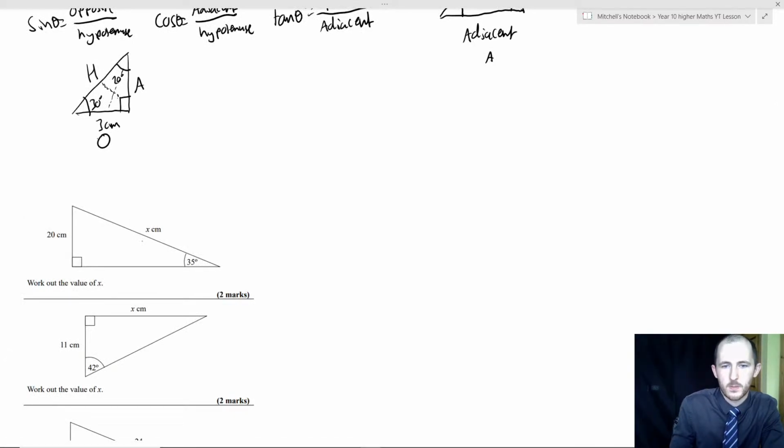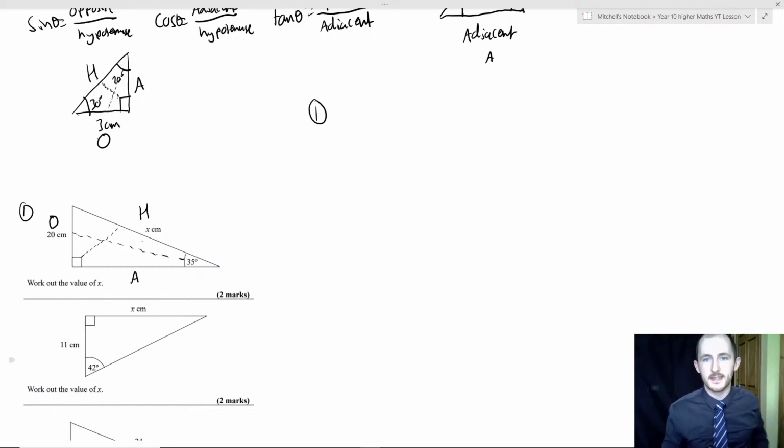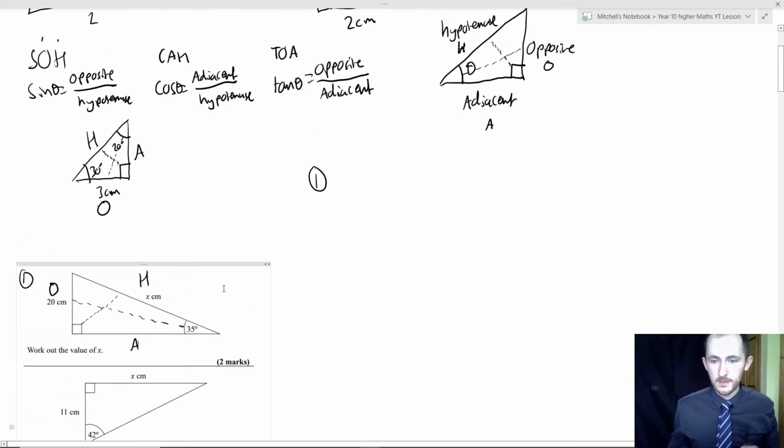Okay, so if I label this question number 1, let's bring question number 1 up here. So again, what's the first step? The first step is to label your sides. So what I do is I draw a dotted line going from the angle they gave me, and that's my opposite side because it's opposite the angle that I've been given. Next I label the hypotenuse. Again, a dotted line going from the right angle means that this side is the hypotenuse. The last side has to be the adjacent. Okay, so now we've labelled up our opposite, hypotenuse, and adjacent respectively.